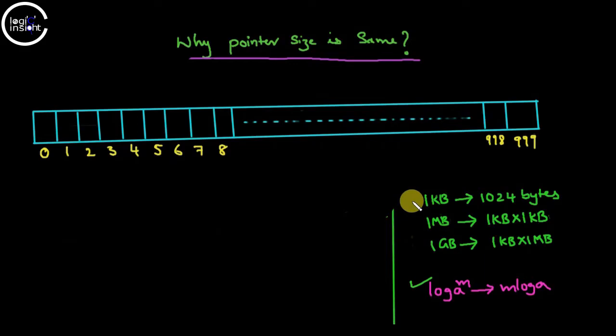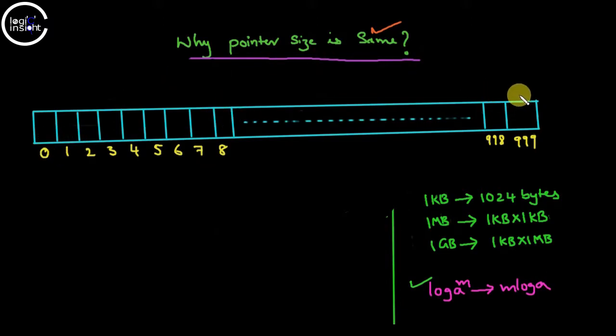Hi guys, in this presentation we shall learn why pointer size is same. Now before understanding the concept, I need to make sure that you understand how exactly it works. Okay, now consider I have a memory location from 0 to 999.